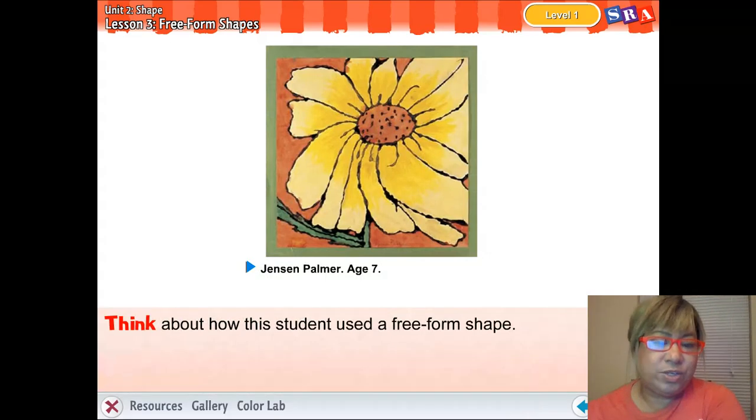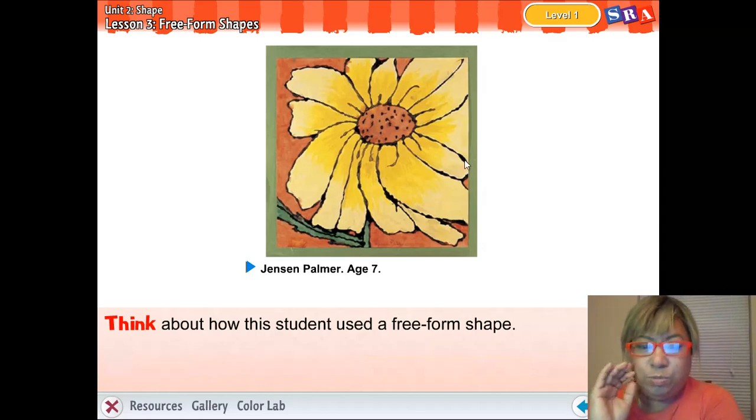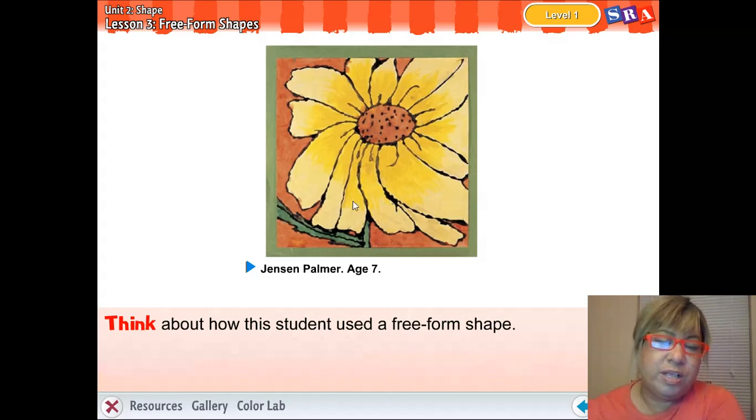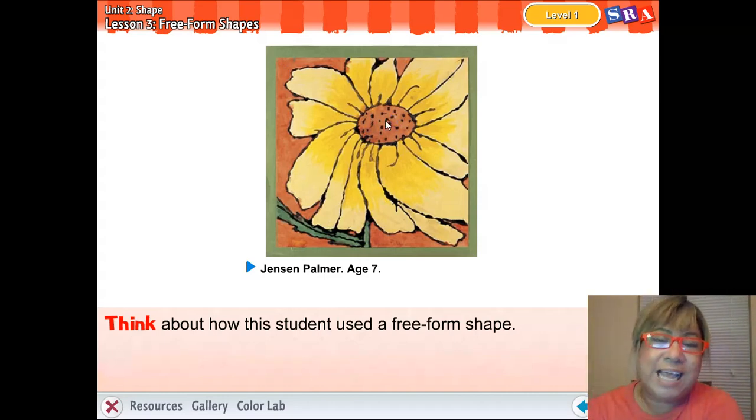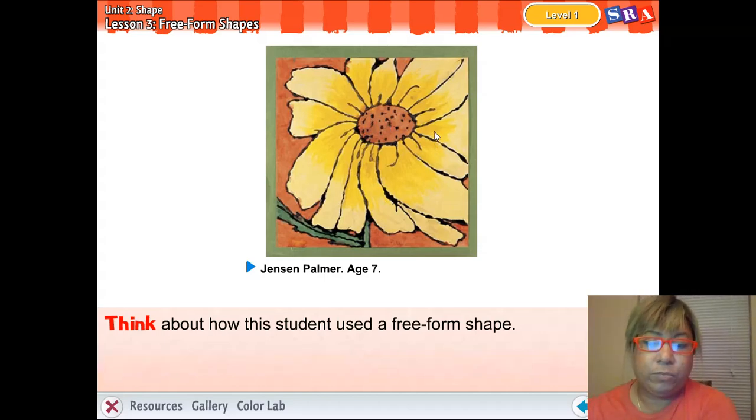Think about how this student used freeform shape. This is Jensen Palmer, age 7. He created a big flower and filled up the whole sheet of paper. It looks like a zoomed in version. And then they went back and colored it. And it's not just one color. They filled the whole thing in and didn't leave any white space and filled the whole paper. And it's not a tiny flower. It's a big flower. And artwork looks fantastic and looks really good when you fill the whole paper up and then you color it, just like we would do in our classroom.